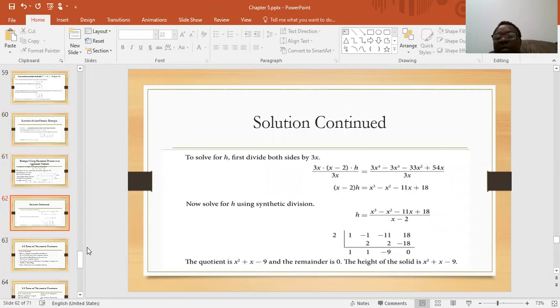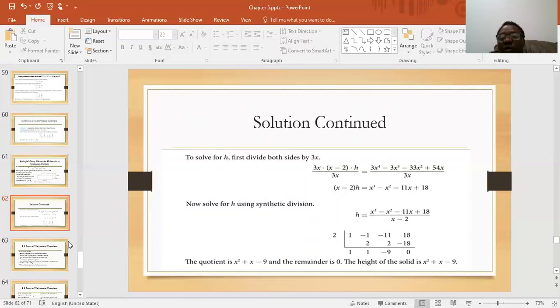So by dividing both sides by 3x, we have 3x times x minus 2 times h over 3x. 3x is actually a factor. We will have x minus 2 times h equals x cubed minus x squared minus 11x plus 18. Now we need to divide the cubic function x cubed minus x squared minus 11x plus 18 by x minus 2.